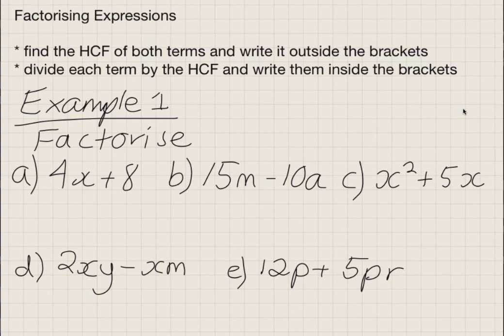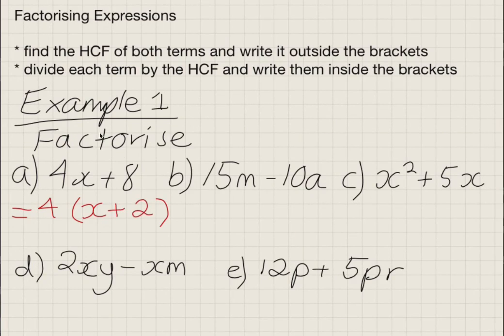So for example 1, factorise 4x plus 8. The highest common factor of 4x and 8 is 4. So the highest number that goes into both is 4. So we bring 4 out the front and write in brackets. Now think, what number goes here so that if I had to expand it, 4 times what gives 4x? Well, it has to be x. Then 4 times what, if I expand it that way, would give me positive 8. It must be positive 2.